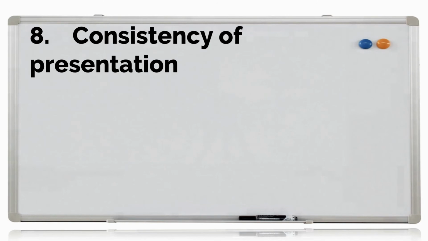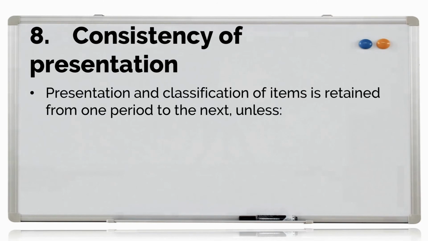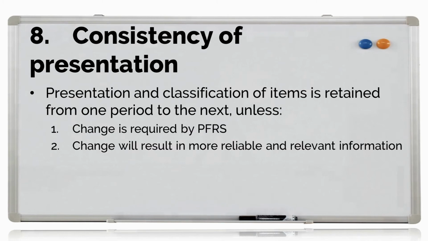Eighth, consistency of presentation. The presentation and classification of items in the statements is retained from one period to the next, unless a change is first, required by a PFRS, or second, would result in more reliable and relevant information.